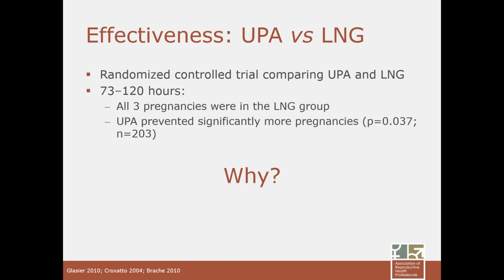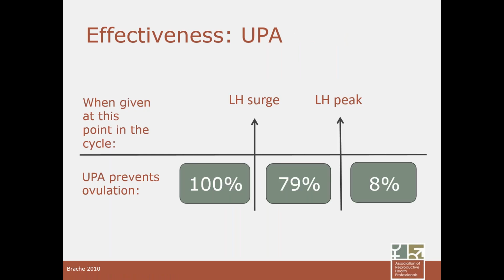The greater efficacy of UPA appears to be due to both how and when it works. UPA is more effective than levonorgestrel in postponing imminent ovulation. So if you look on the slide, you can see that UPA prevents ovulation 100% of the time when taken prior to the LH surge, 79% of the time when taken prior to the LH peak, but only 8% of the time when taken after the LH peak.